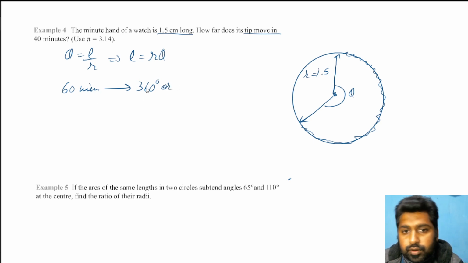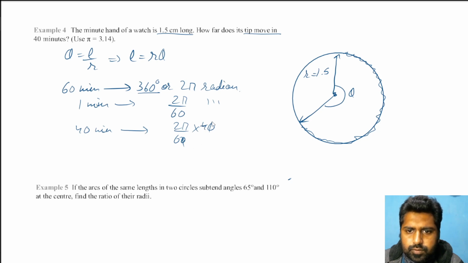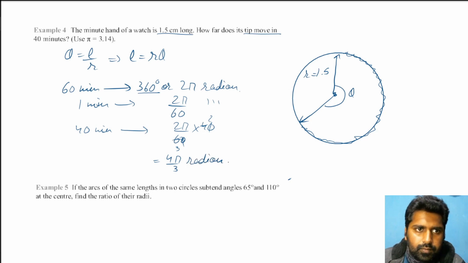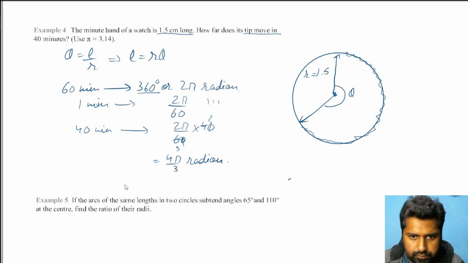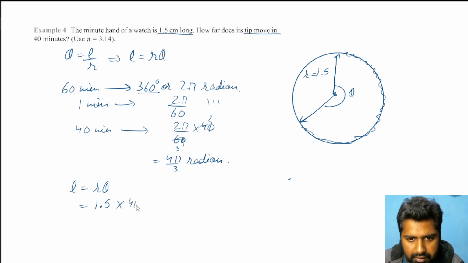Or you can use directly, since I told you that 360 degrees is also known as 2 pi in radian. So directly go for this: in 60 minutes you cover 2 pi radians. So in 1 minute you will cover 2 pi upon 60 radian. In 40 minutes, this is the unitary method, 2 pi by 60 into 40. So that gives you 4 pi by 3 radian. Use the formula L is equal to r theta. r is 1.5, theta is 4 pi by 3.